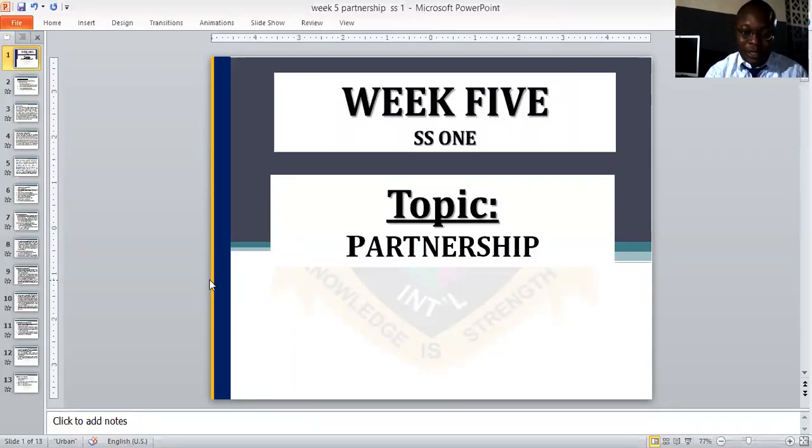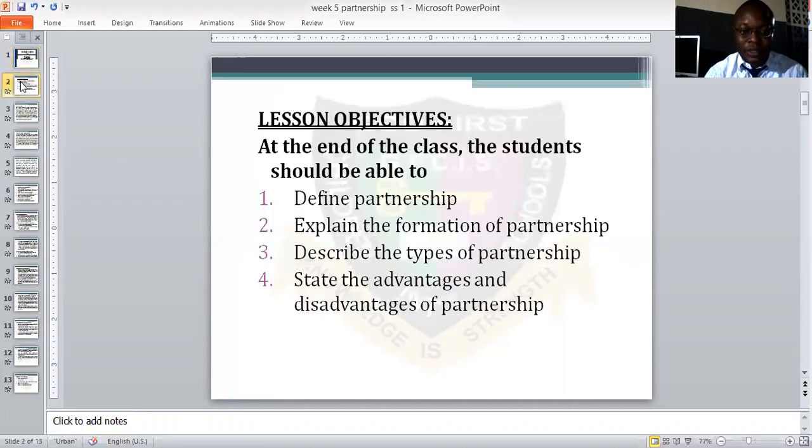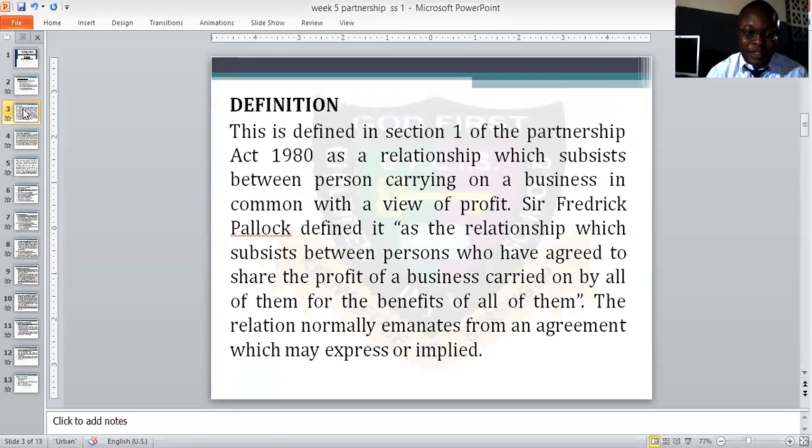But today we want to look at partnership. Before I proceed, I would like to share with you the lesson objectives. At the end of the class, the student should be able to define partnership, explain the formation of partnership, describe the types of partnership, and lastly, state the advantages and disadvantages of a partnership. So let us look at the partnership.